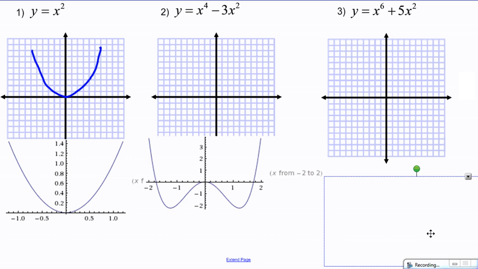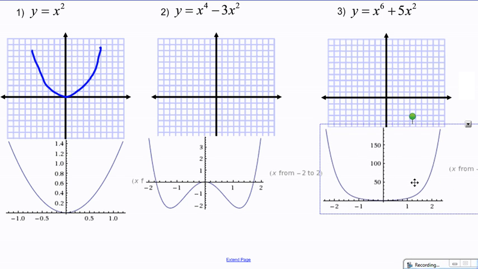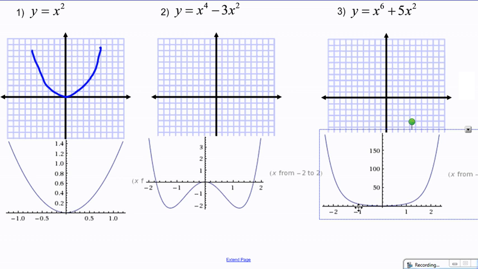If you have to sketch this one, you can see that it's increasing very rapidly, going all the way up to 150. In fact, this exponent is so huge compared to this one that the dominating part of the function would have been x to the sixth power. So these are the three sketches which you could have done using your graphing calculator.